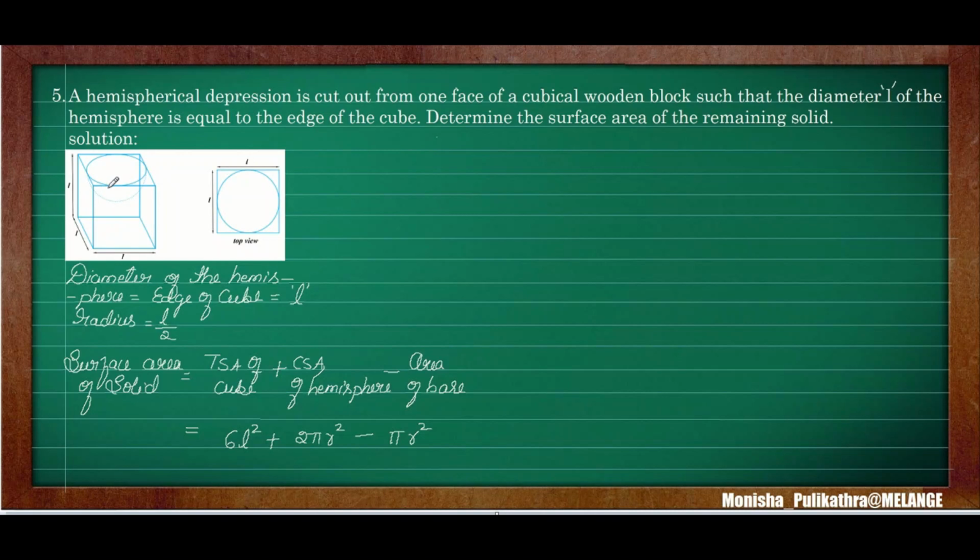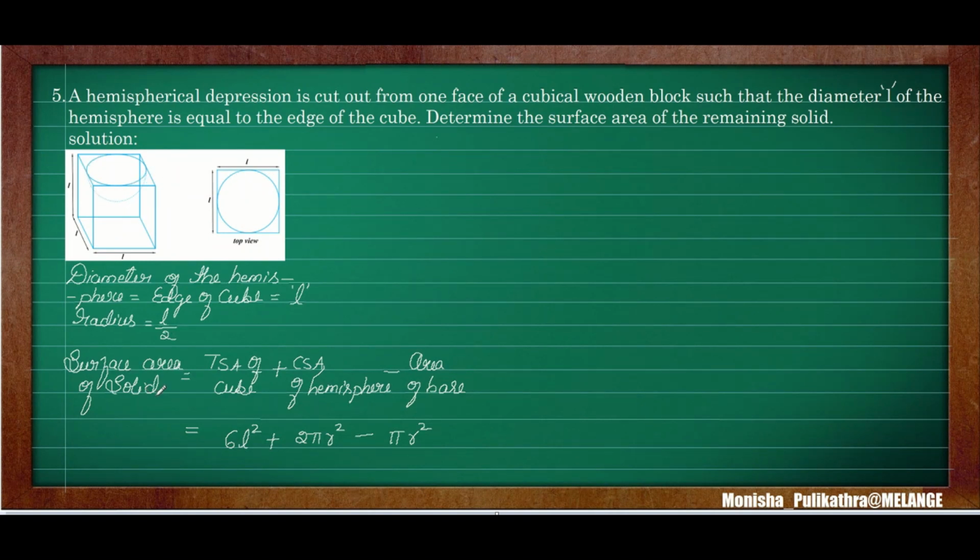So the edge of the cube, the side of the cube, is equal to the diameter of the hemisphere, which is equal to L. If the diameter is L, then the radius of the hemisphere is equal to L by 2. Now we need to determine the surface area of the remaining solid. If this hemispherical depression is carved out, then we need to find the surface area of the remaining solid.